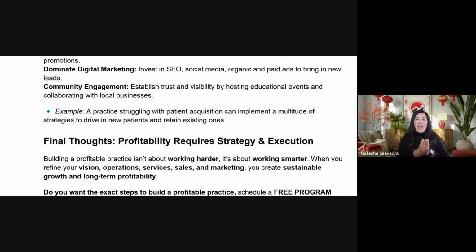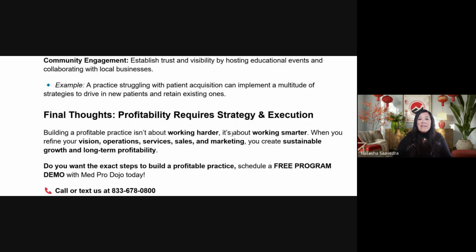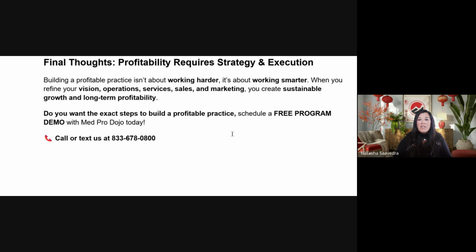And so my final thoughts, profitability requires strategy and execution. We are your strategic partners. This is why MedPro Dojo exists. It brings business strategy and marries it with medical mastery. And this is where we get a really great result. So building a profitable practice isn't about working harder. It's about working smarter. When you refine your vision, your operation, your services, your sales, and marketing, you create sustainable growth and long-term profitability.